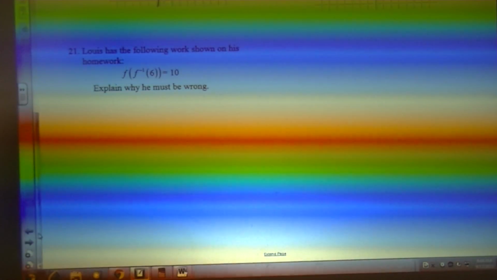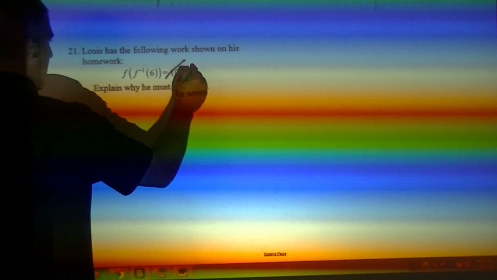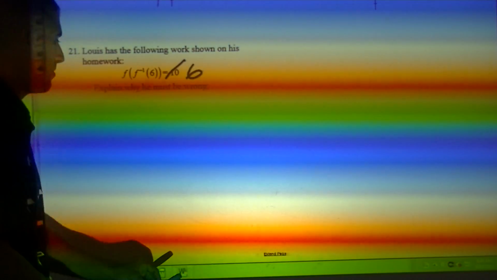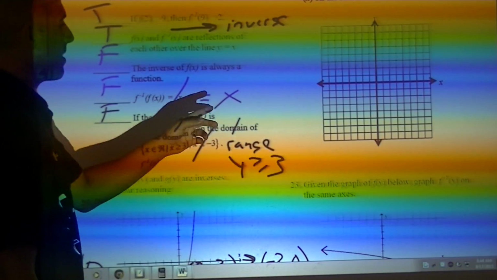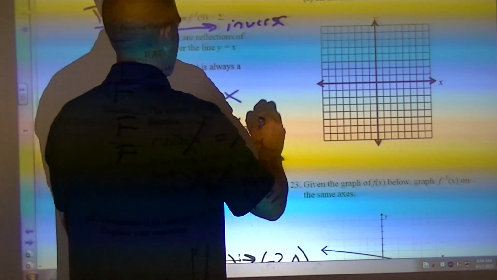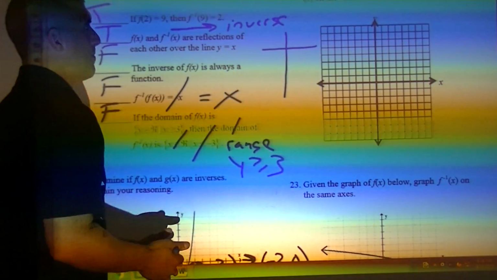Okay. So if they do f of negative x, that should equal 6, not 10. They equal the same number. Graph and label. So here's what you do: graph a couple of points.